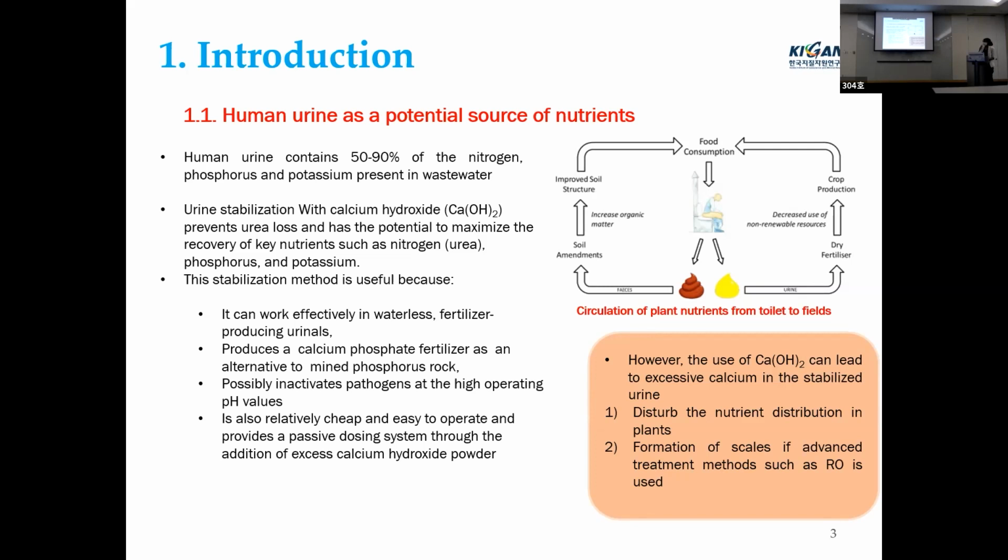However, by using this calcium hydroxide or calcium oxide stabilization method, we can end up with excessive calcium, which can disturb the nutrient distribution in plants. And also, if we are using advanced technologies like reverse osmosis, then we can produce scale, or the equipment might be damaged. So we have to be careful with how much calcium we are using.